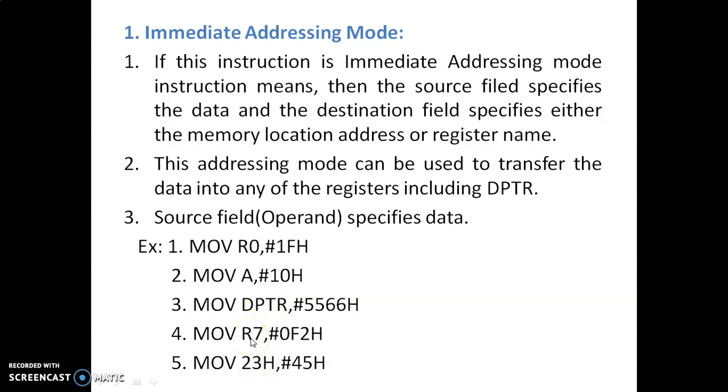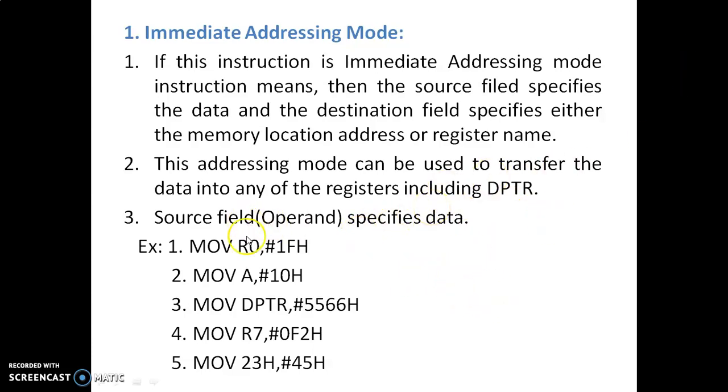This addressing mode can be used to transfer data into any of the registers, including DPTR. DPTR stands for data pointer register. It is a 16-bit register and all the remaining registers are 8-bit registers. Even though 8051 is an 8-bit microcontroller, DPTR has been divided into two parts, DPL and DPH. DPL stands for the lower 8 bits, DPH stands for the higher 8 bits. We already discussed this in unit 1. Now, the source field specifies the data.